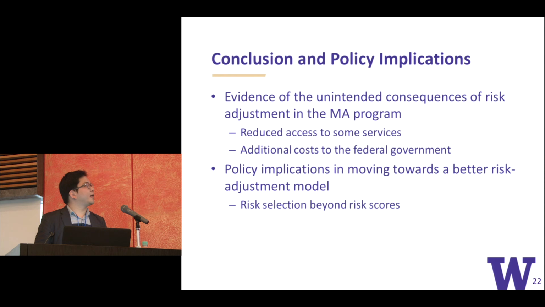And my study found that the CMS-HCC model reduced the MA plans' risk selection, which is based on risk score, so based on health conditions. But the CMS-HCC model is not perfect. I found that MA plans engaged in risk selection beyond risk scores. So this study provides key policy implications in terms of how to develop a better risk adjustment model. And I think a better risk adjustment model should address this kind of service level selection issue.